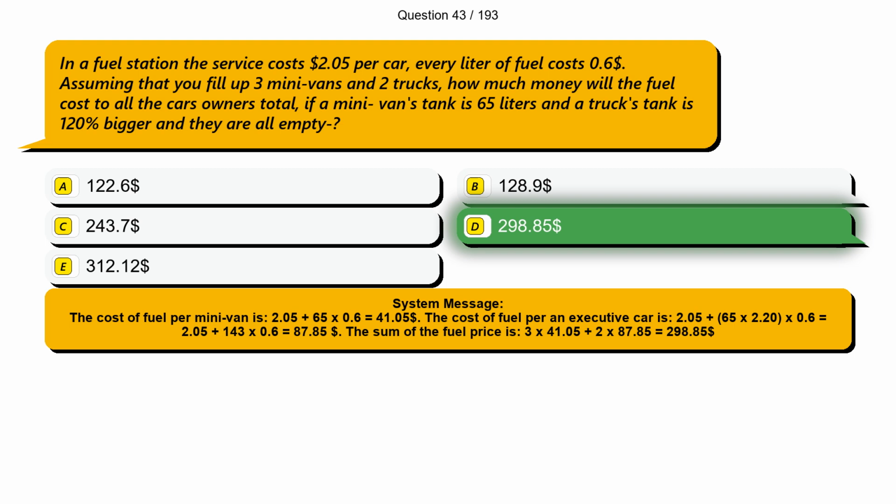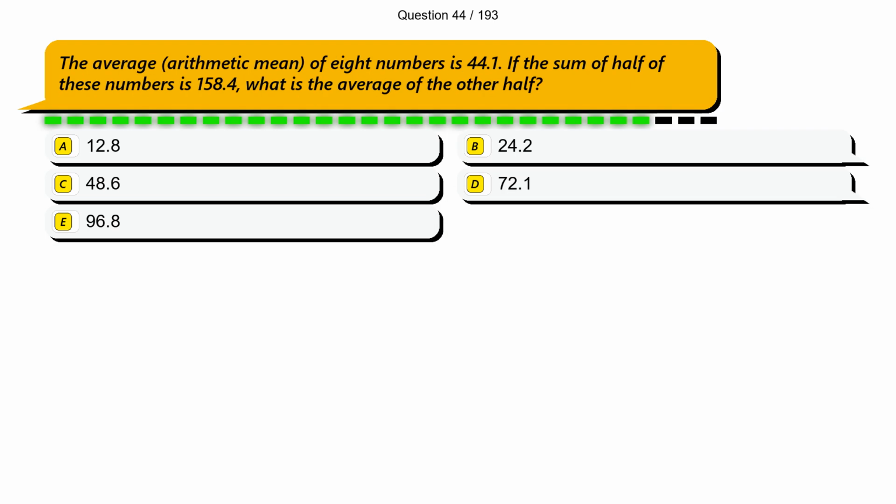Question 44. The average, arithmetic mean, of 8 numbers is 44.1. If the sum of half of these numbers is 158.4, what is the average of the other half? Option A, 12.8. Option B, 24.2. Option C, 48.6. Option D, 72.1. Option E, 96.8.